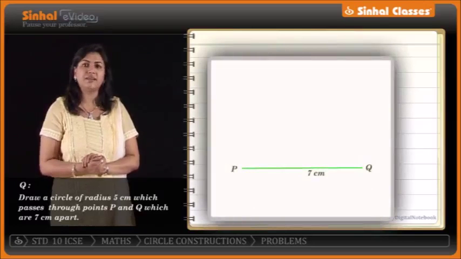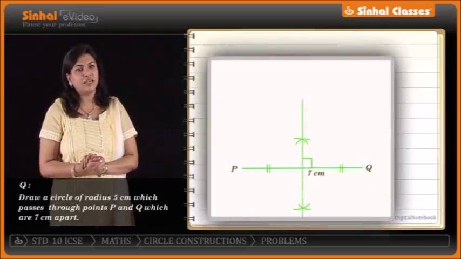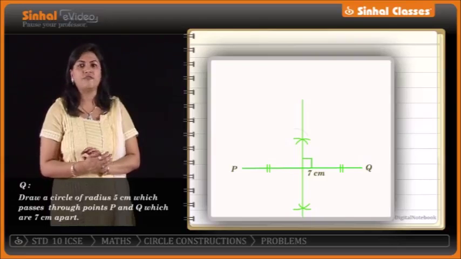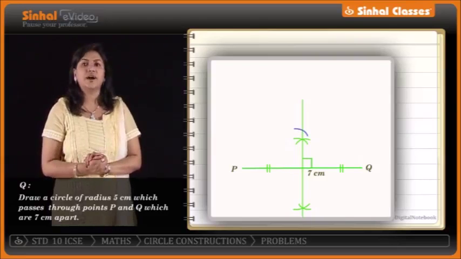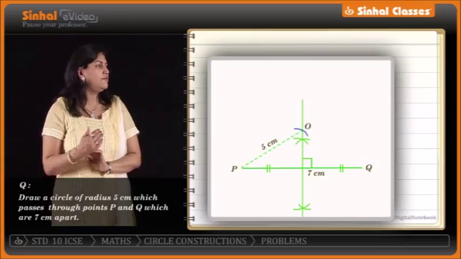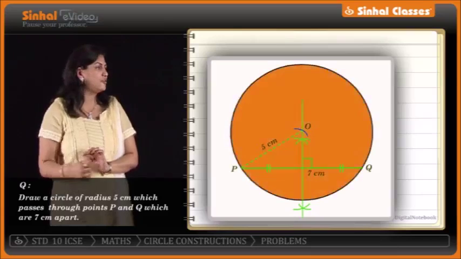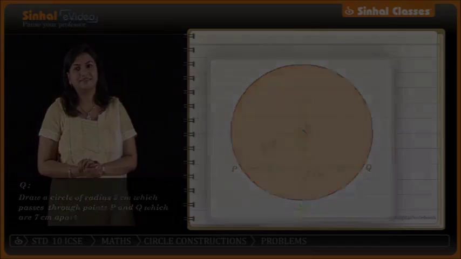Now draw the perpendicular bisector of PQ. From P, mark an arc of 5 cm to cut the above perpendicular at point O. With O as center and OP as radius, draw the required circle.